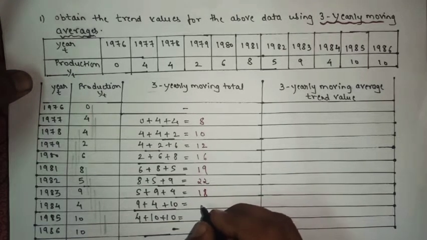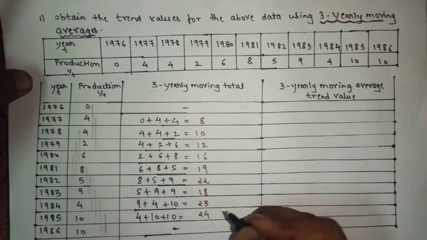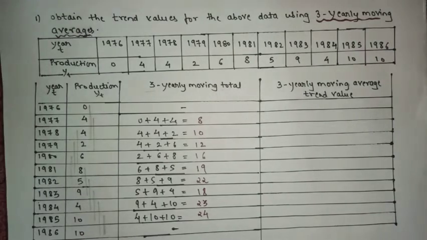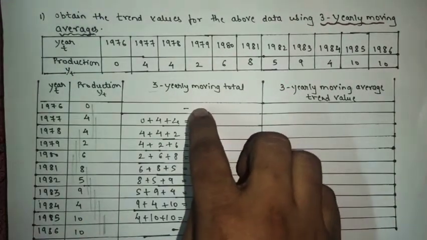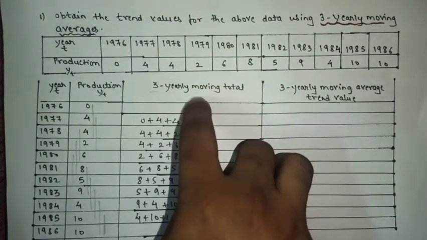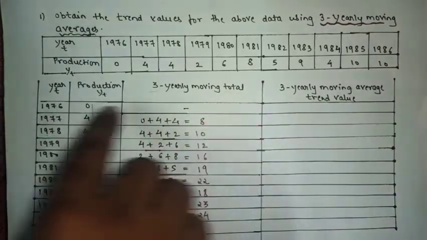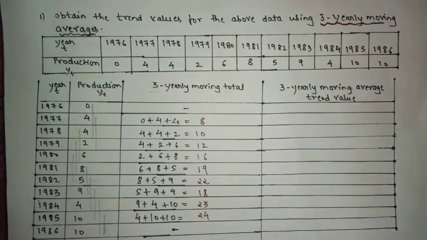10, 4, 14 and 9 will be what? 23. And the last one will be what? 24. Understood till here? So what exactly will you do for column number 3? You will keep the first box, the first row, blank, then go on adding 3 numbers.